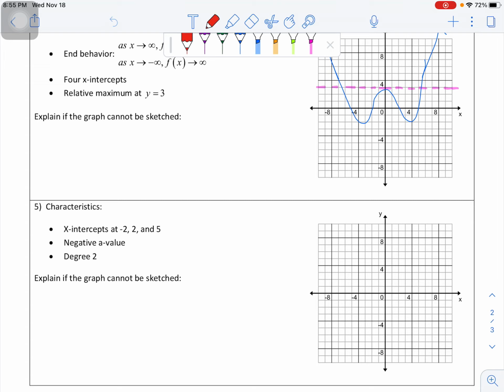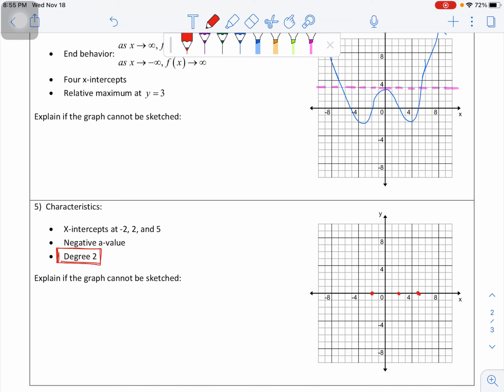So first characteristic, we have x-intercepts at -2. So I'm going to go ahead and mark these. I may or may not be able to draw the graph, but at least I can mark out what I'm given. So x-intercepts at -2, +2, and at 5. Okay, so I've got my x-intercepts marked. Negative a value. Okay, we'll have to look at more at that. And degree 2. All right, we're done.